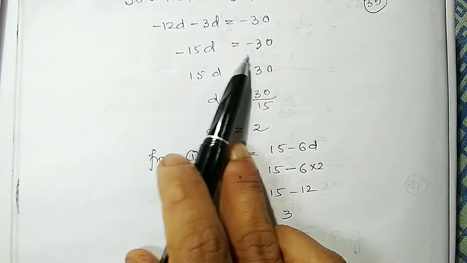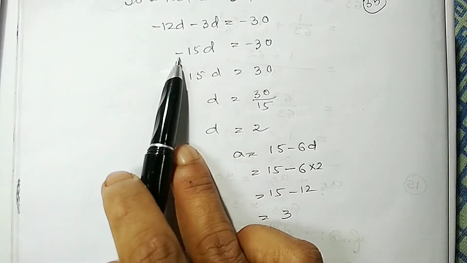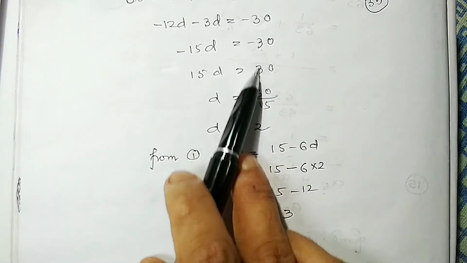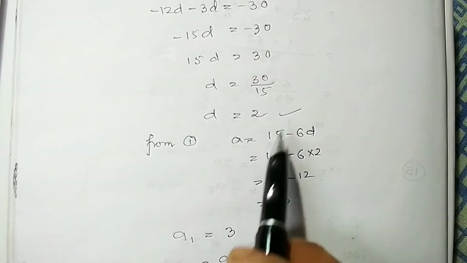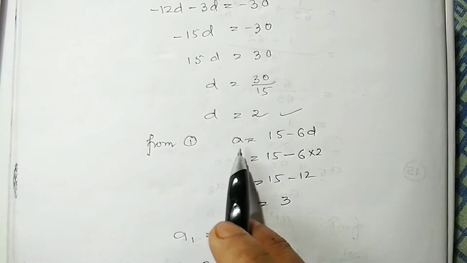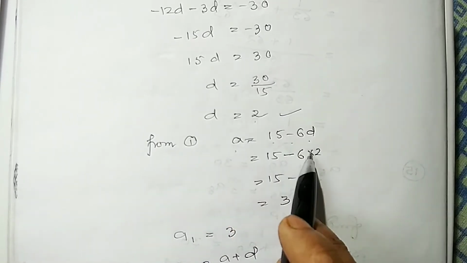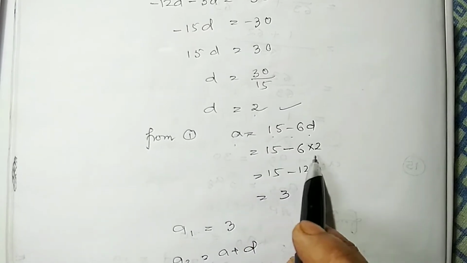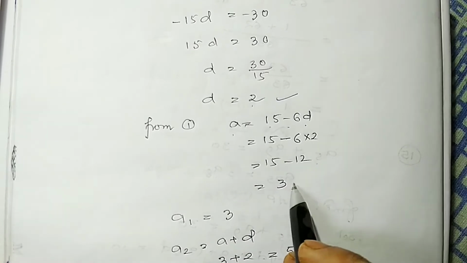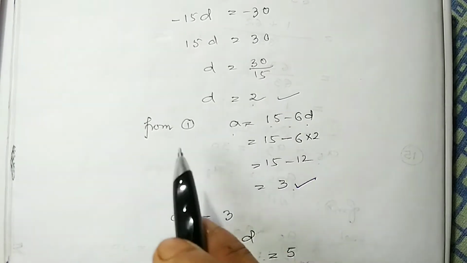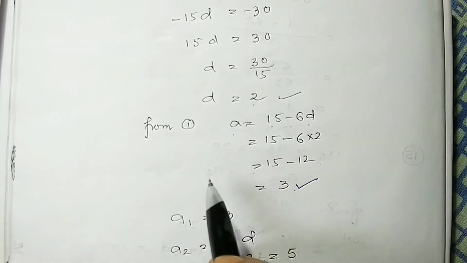If I multiply both sides by minus, this will become plus, this will become plus, because we know minus minus is plus. So 15D will be 30, D will be 30 by 15, so D will be 2. Now we know already from the first equation, A equals 15 minus 6D. If we replace D by 2, I am going to get 15 minus 6 into 2, 15 minus 12, that will be 3. So since we know A and D, remember in this type of sum, we have to calculate A and D, then only the required AP can be calculated.